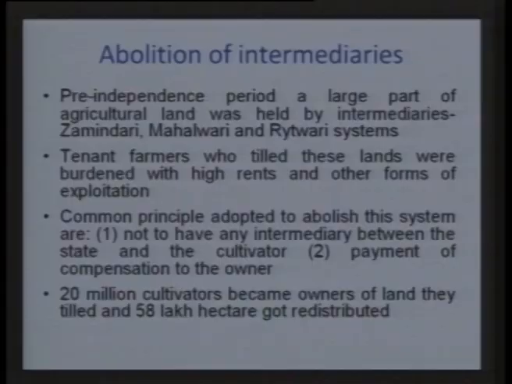If we look at the abolition of the intermediaries, what do we mean by the intermediaries? Before independence, we found that a large part of the agricultural land was held by intermediaries, and the systems prevailing at that time were the zamindari, mahalwadi and raitwari systems. The agricultural or cultivable land was held under the intermediaries. So steps were taken to remove these intermediaries. Tenant farmers who tilled these lands were burdened with high rents and other forms of exploitation.